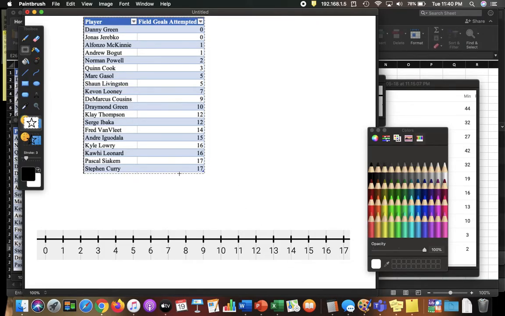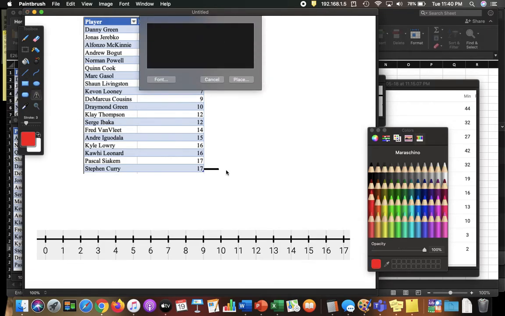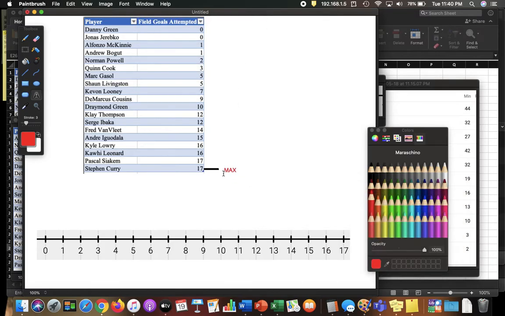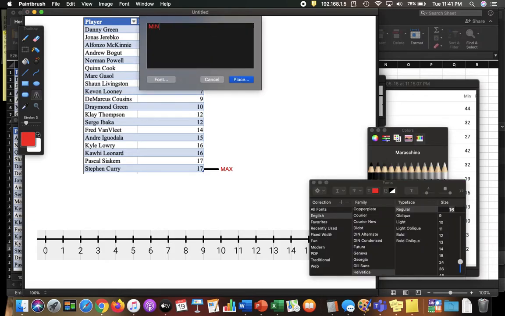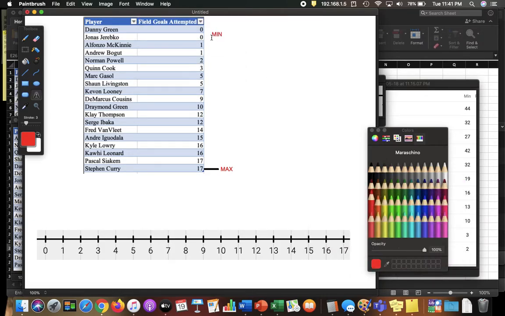First thing we need is the maximum and the minimum. Stephen Curry or Pascal Siakam could be our maximum. I just randomly put them where they were. So we see the maximum is 17. So I'm going to make 17 our max, and our minimum could be Danny Green or Jonas Jerebko. That's going to be our minimum. So our minimum is 0.